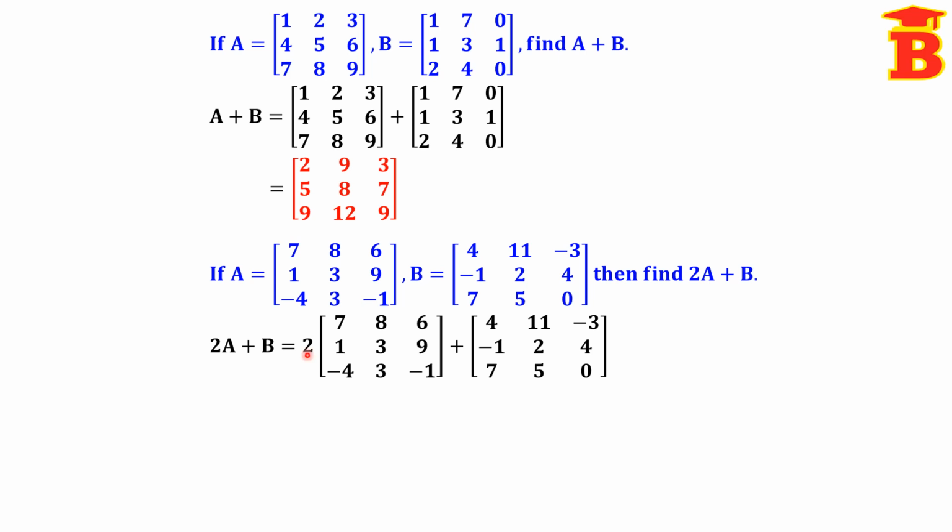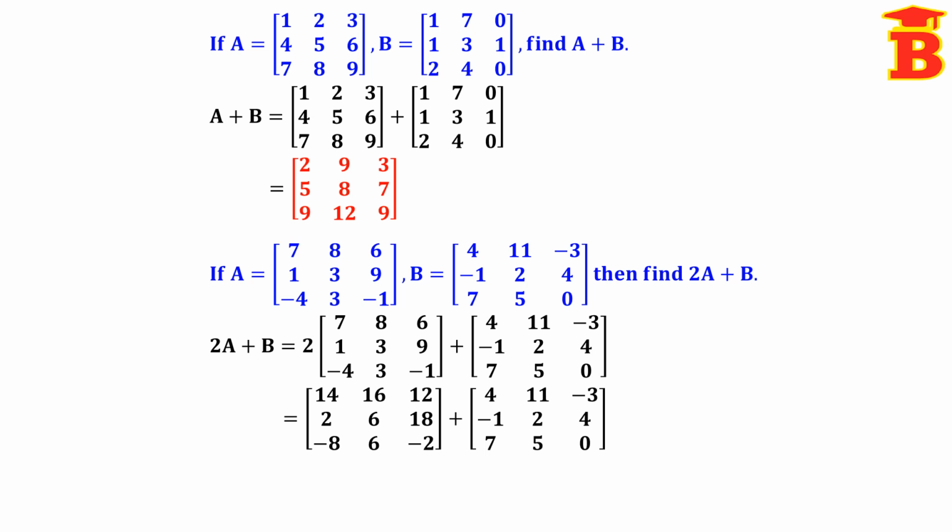So 2 into A matrix 7, 8, 6, 1, 3, 9, minus 4, 3, minus 1 plus B matrix 4, 11, minus 3, minus 1, 2, 4, 7, 5, 0. Here in the first term, 2 is multiplied with this matrix. So if any number is outside, then we can multiply that number inside all the numbers.